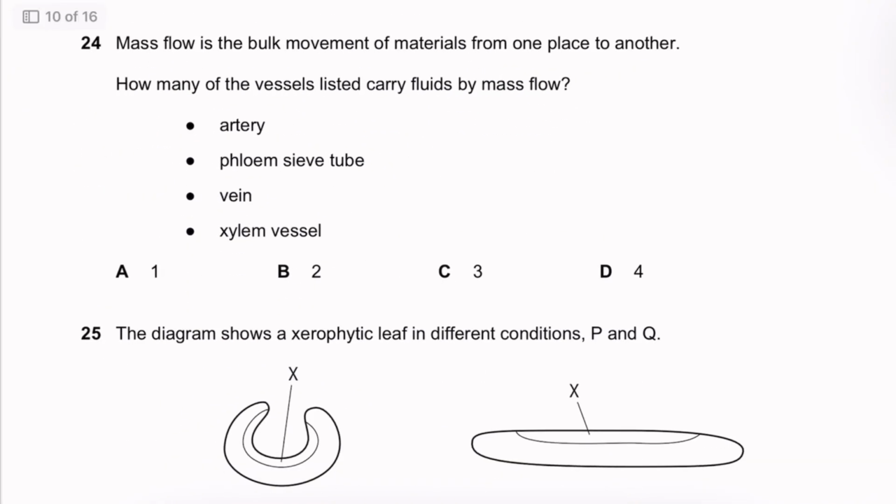Question 24. Mass flow is the bulk movement of materials from one place to another. How many of the vessels listed carry fluids by mass flow? The artery, the phloem, the vein, the xylem. Actually, in this case, arteries and phloem and veins and xylem vessels, they all carry fluids by mass flow. Mass flow is like the flow of fluids all in one together. Now, I can't definitely remember the definition, but I'm going to write it down here for you. So this is D.